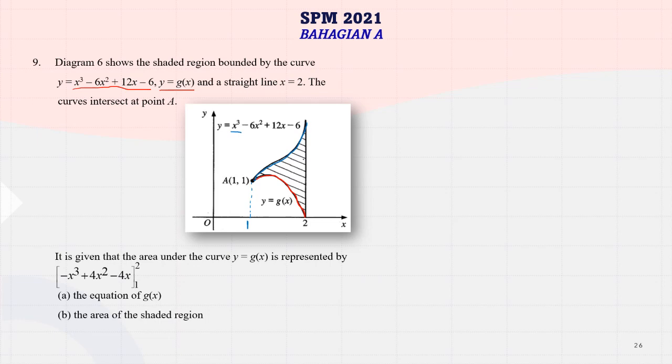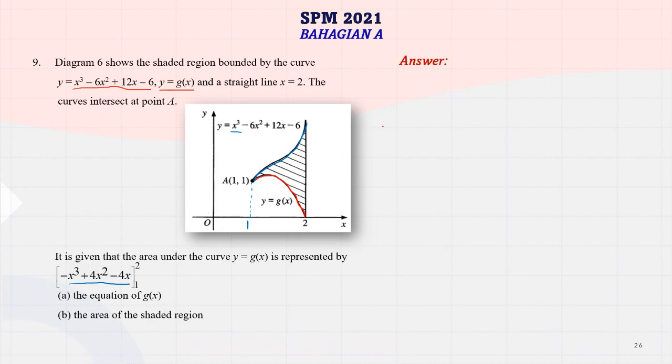The first question. It says it is given that the area under the curve y equals to g(x) is represented by negative x cube plus 4x square minus 4x, from 1 to 2. It is already integrated. So we don't know what the function is, but it is already integrated. The first question asks for the equation of g(x). So what is the equation of g(x)?